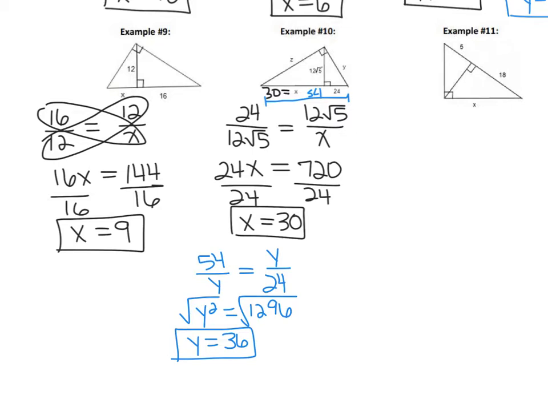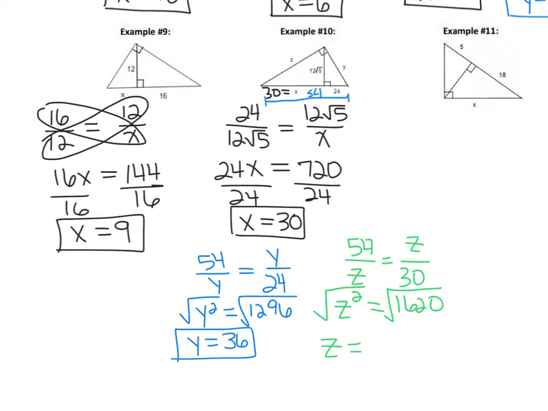Now to solve for z, again we use the length of the entire hypotenuse, 54, over the leg z, equals z over its adjacent segment of the hypotenuse, which is x, which we've already solved for and is 30. Cross multiplying, we get z squared equals 1,620. Take the square root of both sides. We get z equals the square root of 1,620, which is about 40.2.